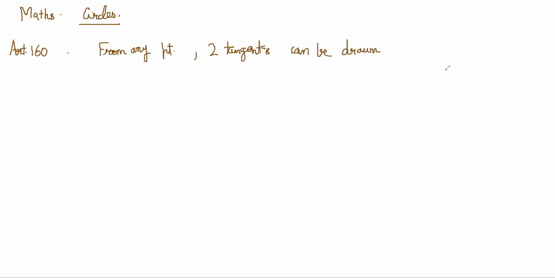Okay. So article 160 basically is saying that to show that from any point there can be drawn two tangents, real or imaginary, to a circle. Article 160: from any point you can draw two tangents. Now, sometimes the tangents are real, sometimes they're imaginary. That means no tangents if it is imaginary, right? So we will try to understand how this can be proved.